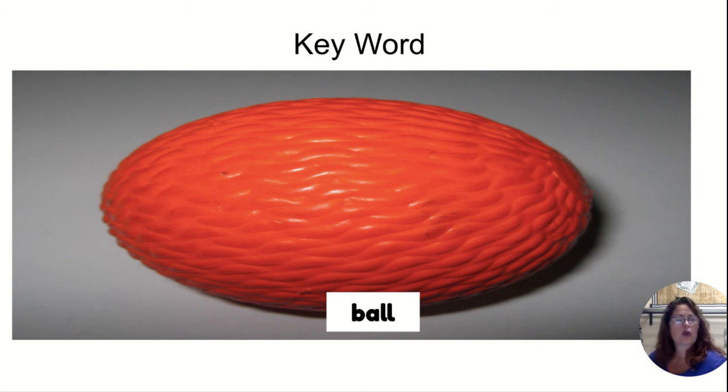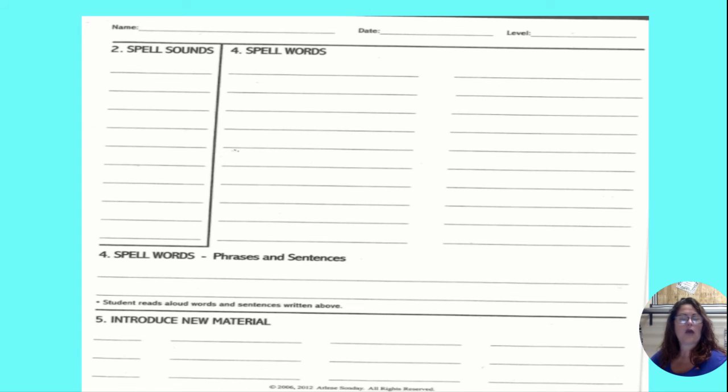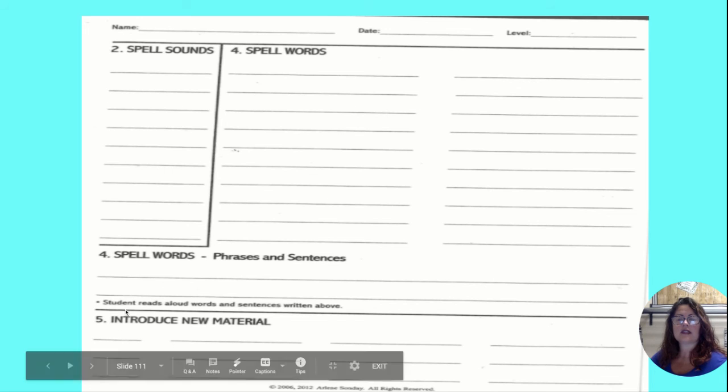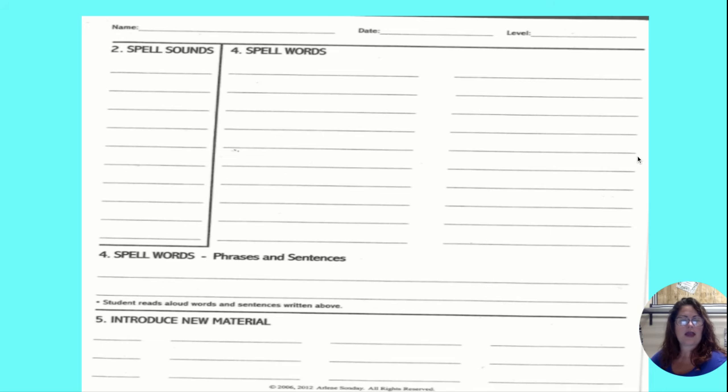Now, the key word for all is ball. Can you say ball? Now I want you to write A-L-L three times in this intro new material section on the small lines. Can you write A-L-L, all, three times right there on those short lines?